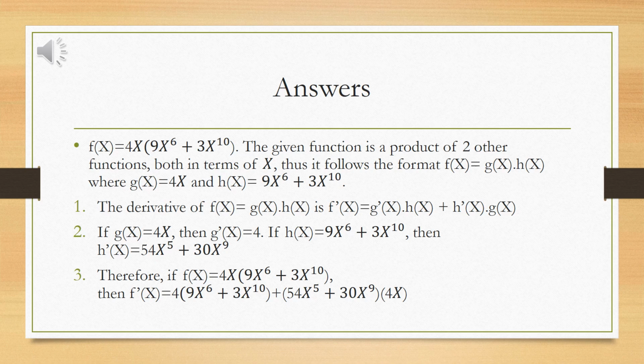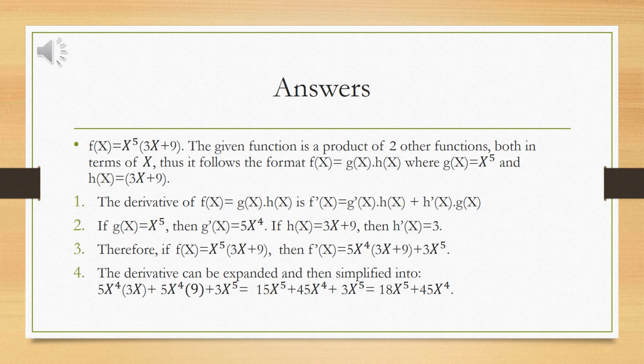If g of x is 4x, then g prime of x is 4. If h of x is 9x to the 6 plus 3x to the 10, then h prime of x is 54x to the 5 plus 30x to the 9. Thus, f prime of x equals 4 times 9x to the 6 plus 3x to the 10 plus 4x times 54x to the 5 plus 30x to the 9.